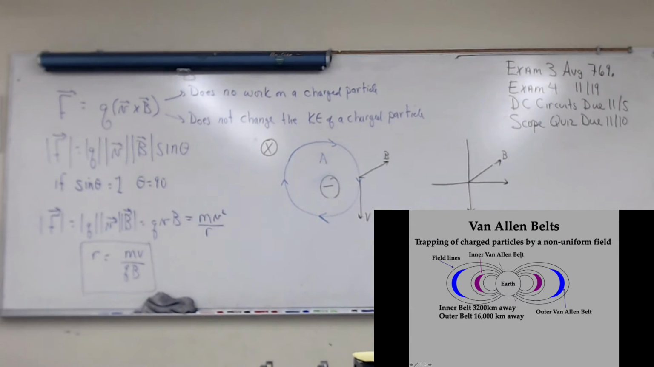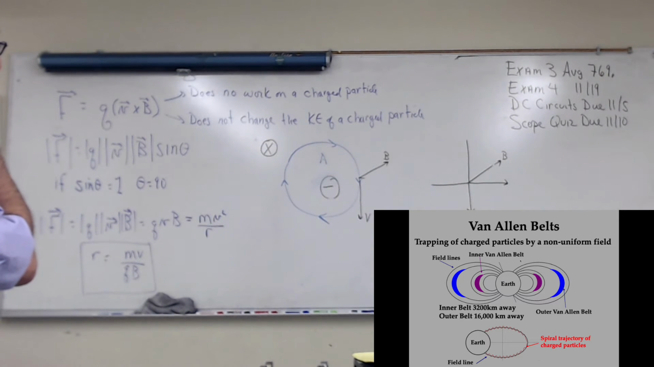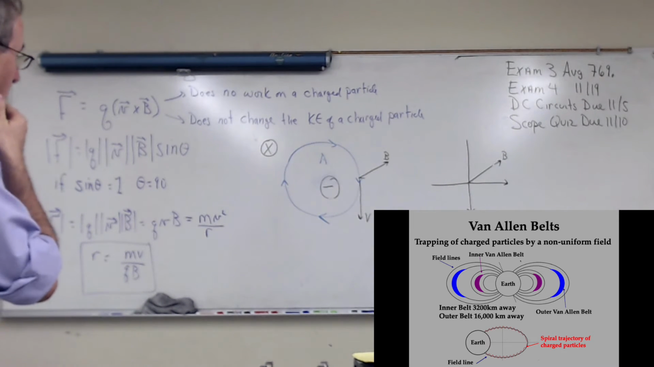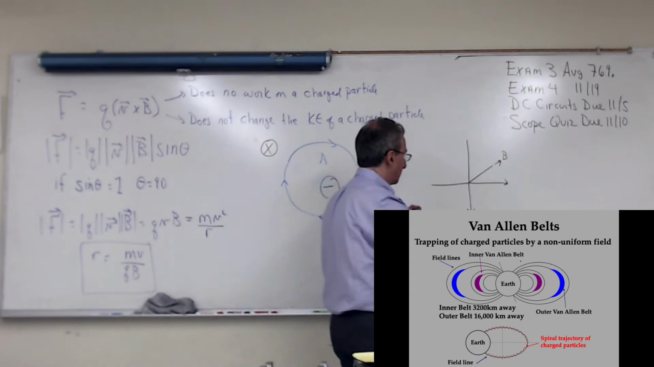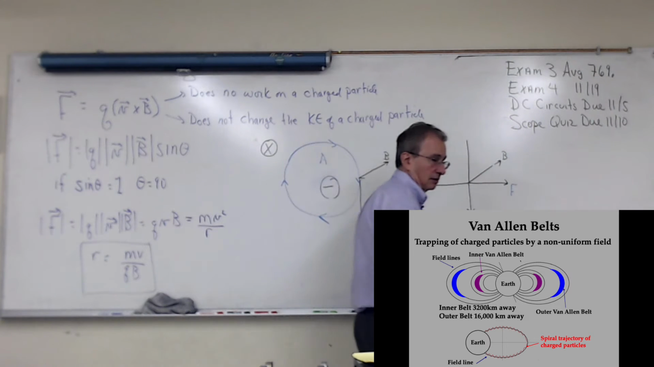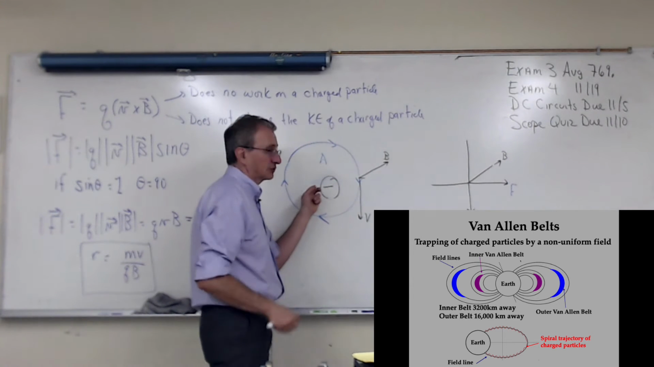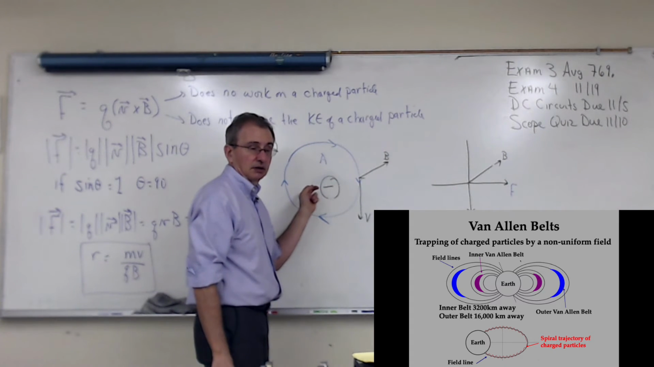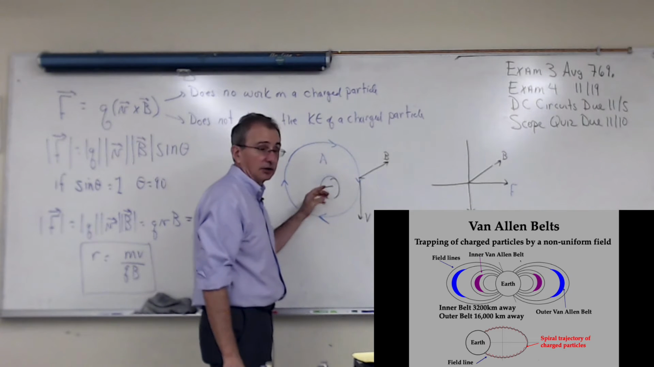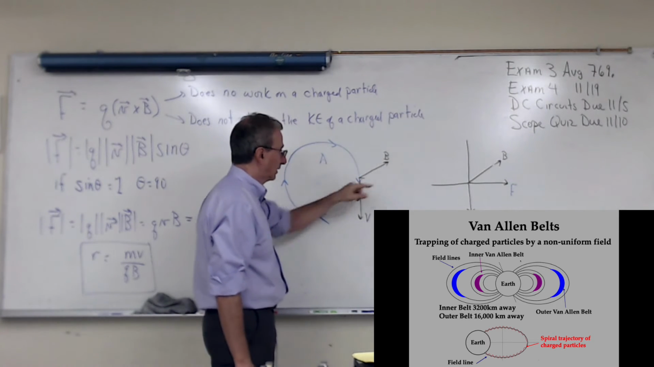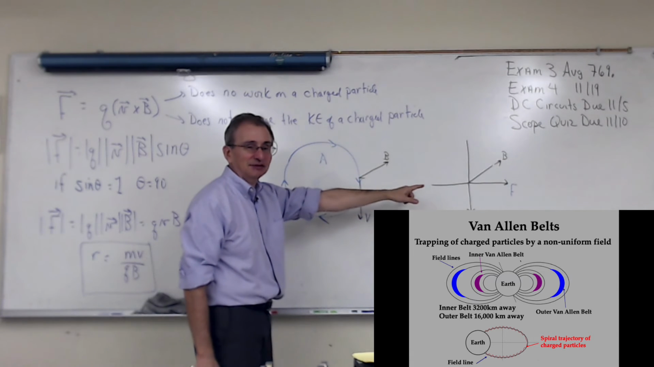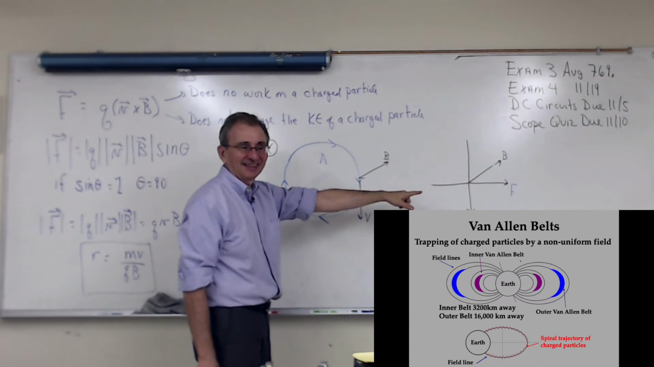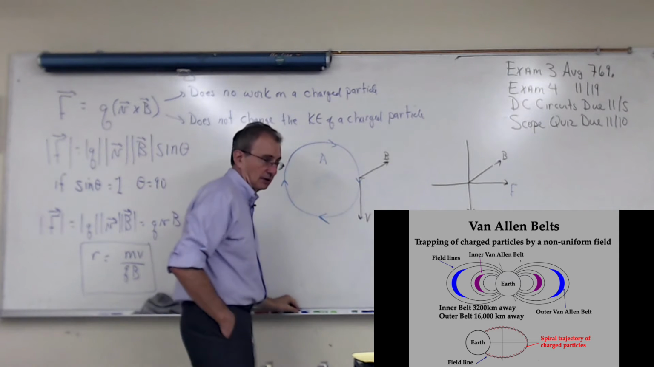Wait, Professor, why does that make A negative? Just because B is pointing into the board? Well, we said that the force points this way, right? What's the direction of centripetal force on this thing? It's inwards, right? That doesn't agree with that. Yeah, that makes sense. Because that applies to a positively charged particle, that means this has to be negatively charged.